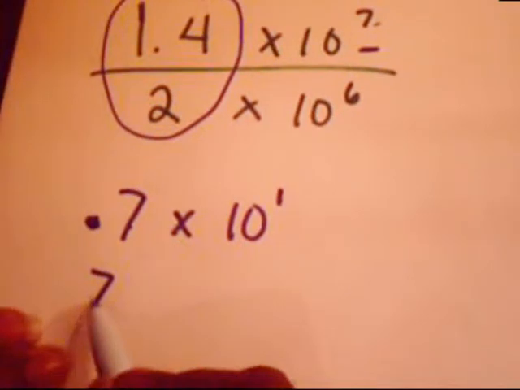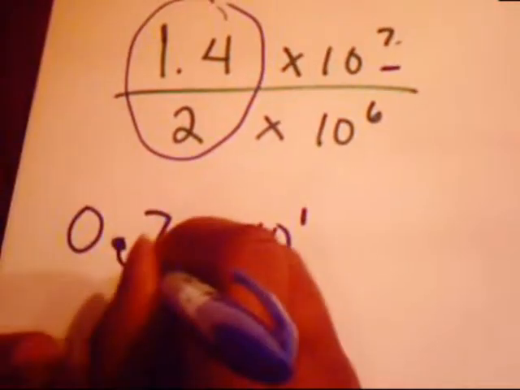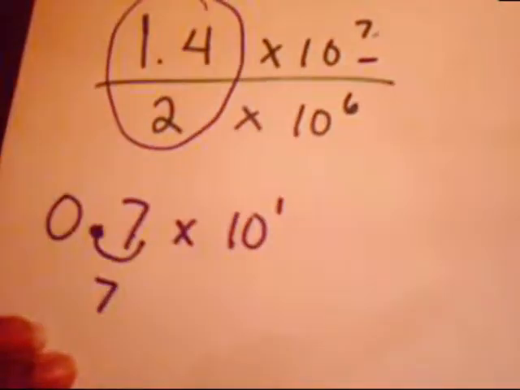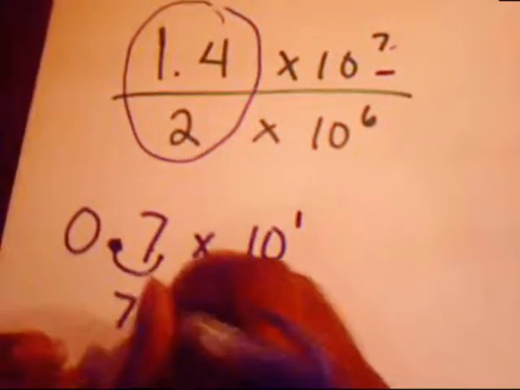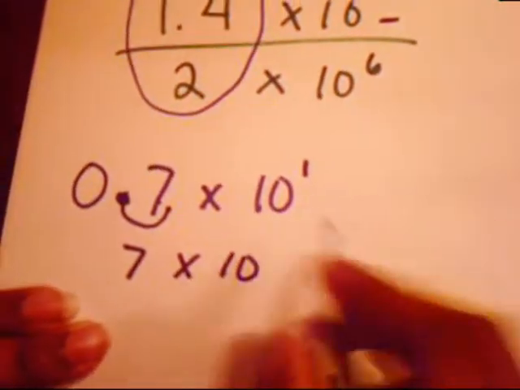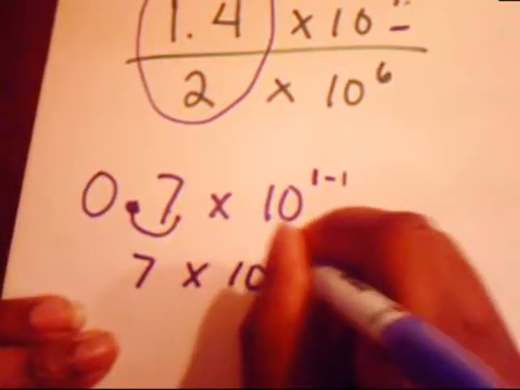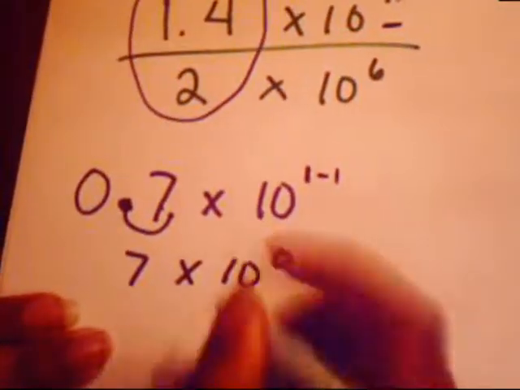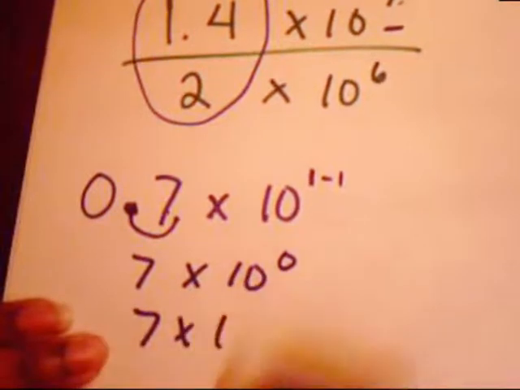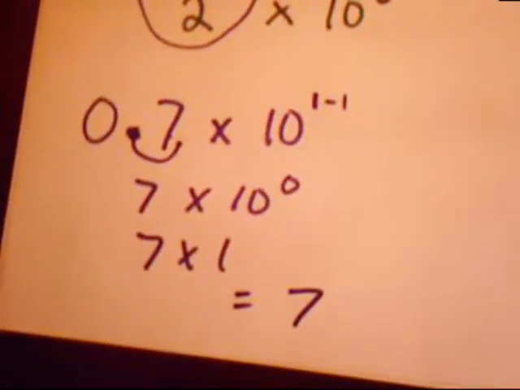We need to move the decimal point to make this bigger. So we move the decimal point one place to the right to make this bigger. And when you make this bigger, what do you have to do to your power? You have to make this smaller. So if I make this 1 smaller, this is 10 to the 0 power. And this should be 1. So this should equal 7. Look at that. You may see something like that, guys.